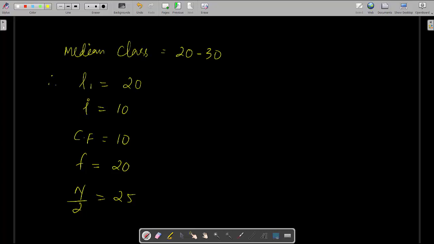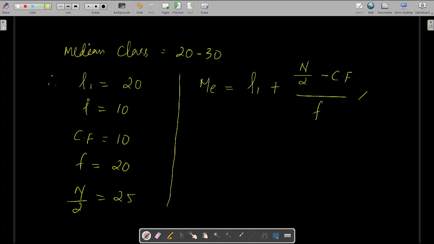All right. So I hope you're also clear with the formula. I'm just writing it down here. Median is equal to L1 plus n by 2 minus CF by F into I. So this is the formula to calculate median in continuous series. Okay, so now put the values here. L1 is 20 plus n by 2 is 25 minus CF is 10 by F is 20 and your I is 10. Correct?